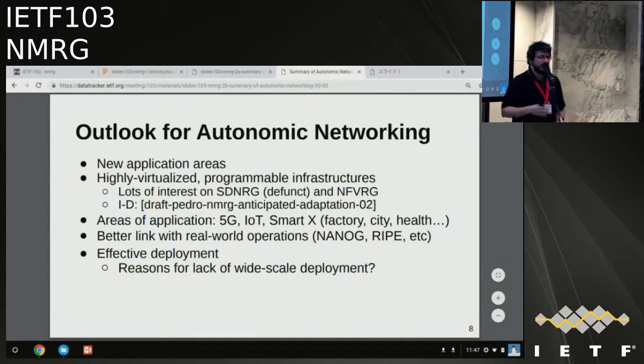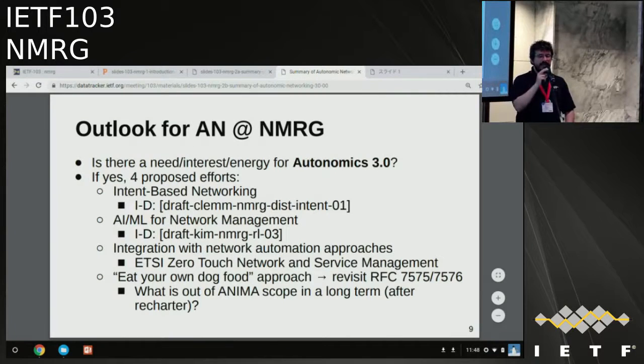So, just to finish the presentation, considering the NMRG, the question is: is there a need, is there interest, is there energy in the NMRG for our work on autonomics, or autonomics 3.0? This is a rhetorical question. And if the answer is yes, there are right now 4 proposed efforts.